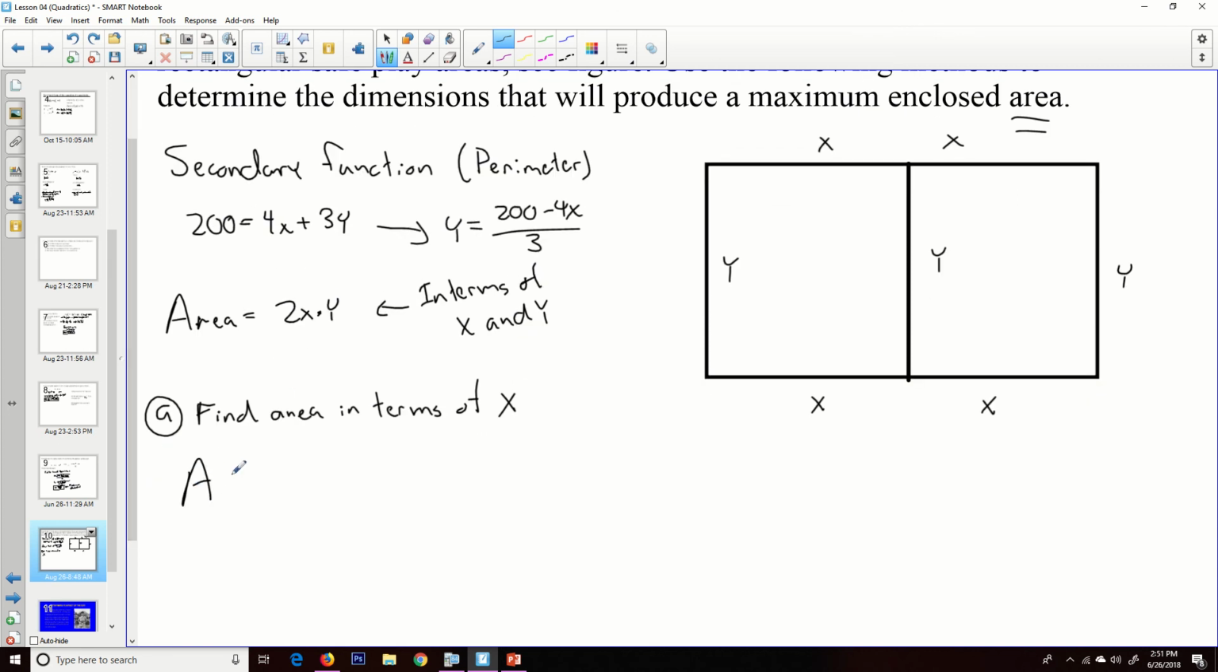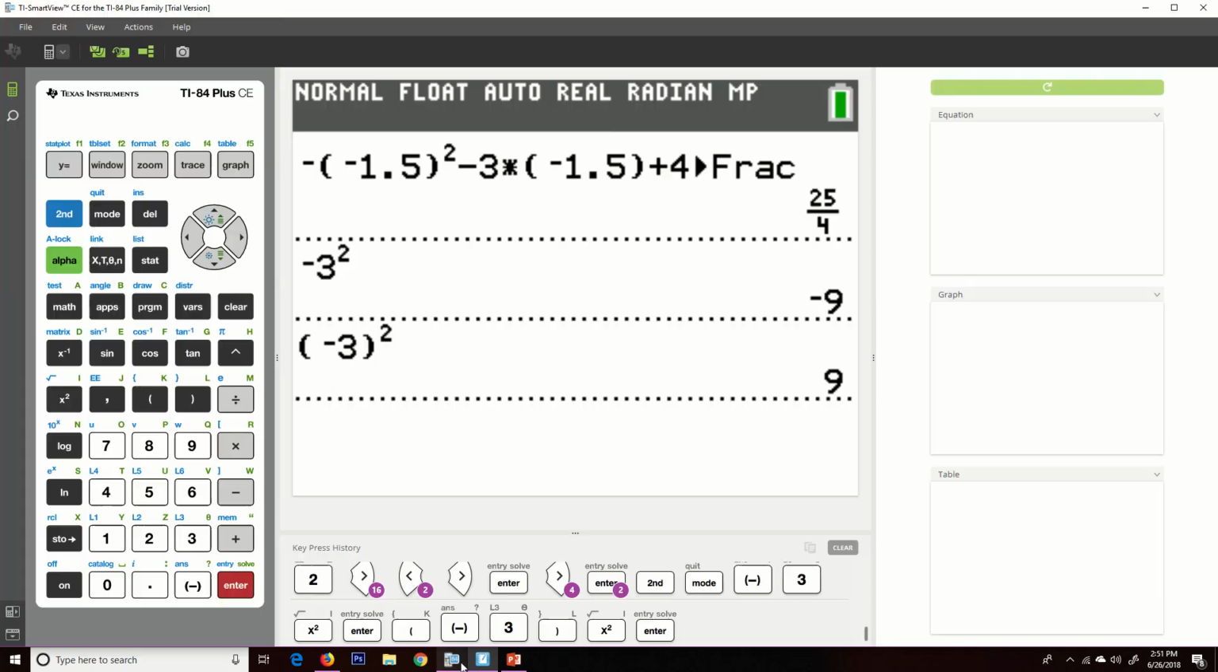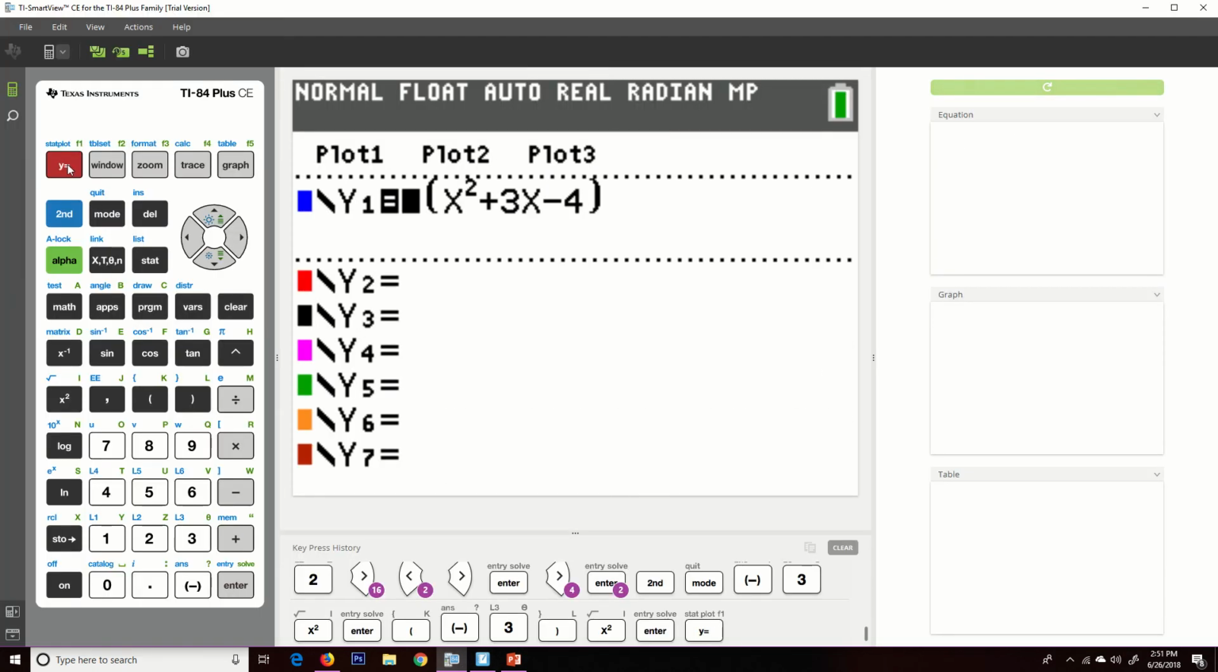We'll say A equal to 2x times 200 minus 4x all over 3. And then we'll distribute that 2x, and so we'll have 400 over 3 x minus 8 over 3 x squared. And so there's our equation for A. That works. It says use a table feature and a graphing utility to show the possible values of x corresponding to the area, and they want us to use a table feature. We're not going to do that because we have a fairly exact measure.